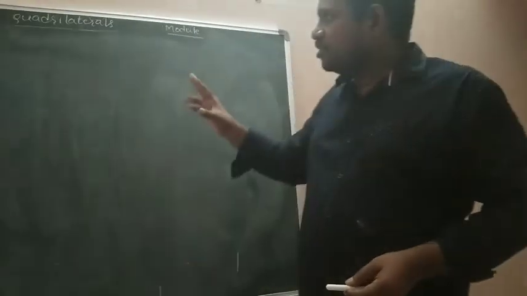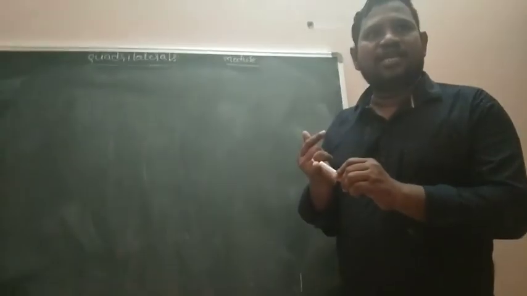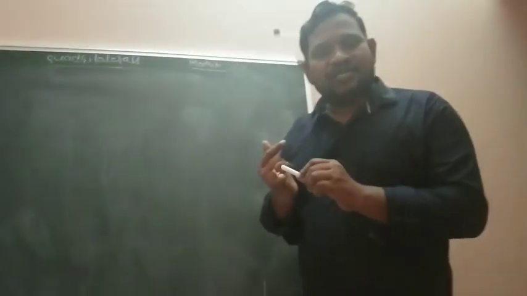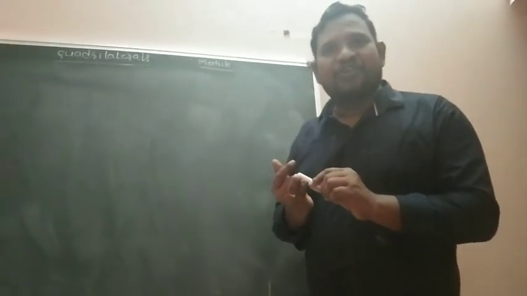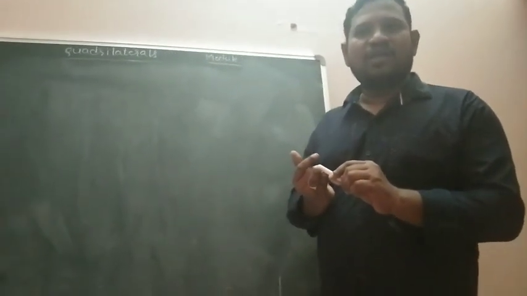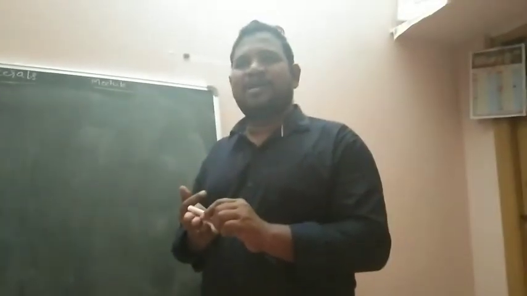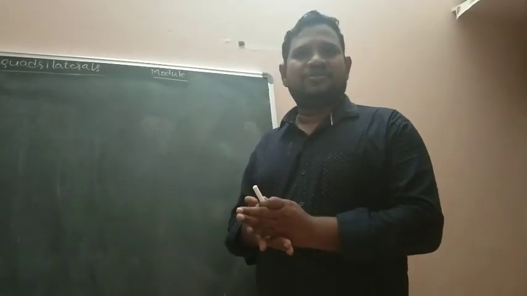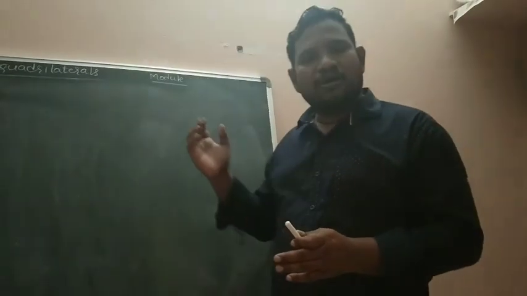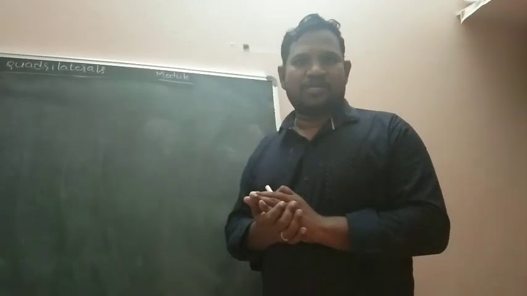Is it clear? In this chapter, first we learned what a quadrilateral is, the angle sum property of a quadrilateral, the types of quadrilaterals, and the properties of the parallelogram. In the properties of the parallelogram, we discussed 9 properties, theorems, and the next ones are the midpoint theorem and the converse of the midpoint theorem, children. Is it clear?